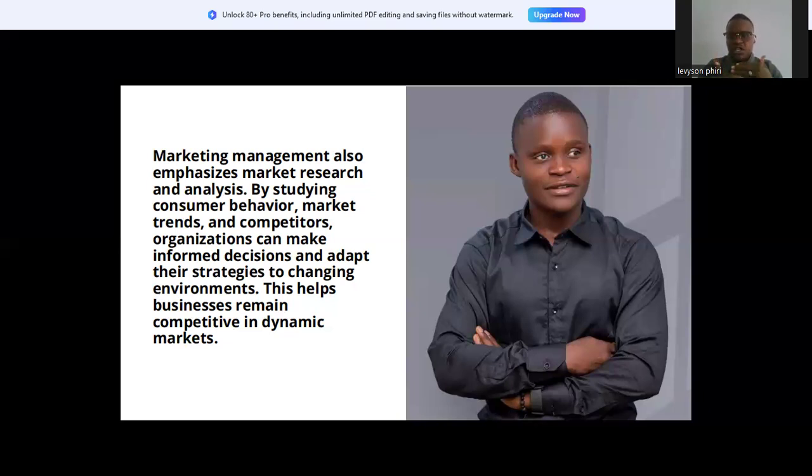This helps businesses remain competitive in dynamic markets. It doesn't remain the same while you are still growing, you are still making your profits. That's what we are really saying about marketing management. Marketing management is not something to struggle with. No, it's just simple and straightforward. Once you follow these basics, you will be able to deal with your marketing efficiently.